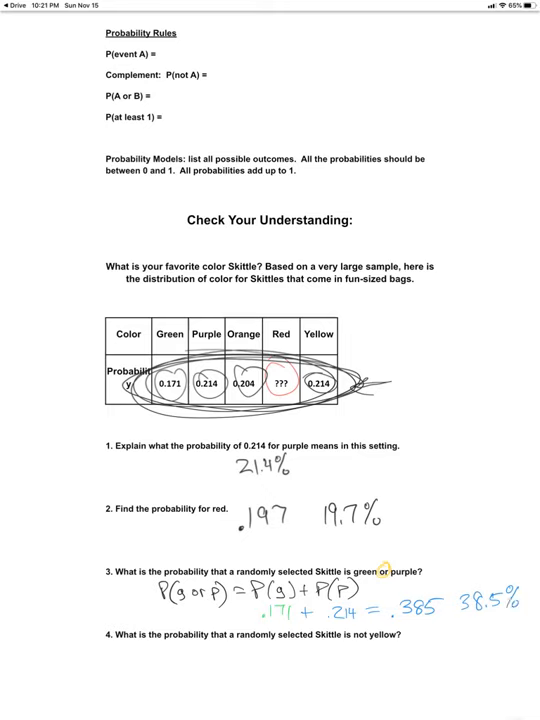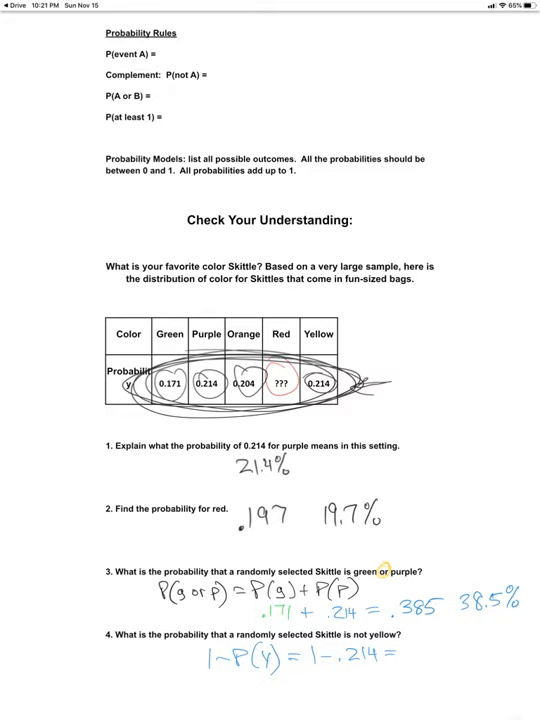What is the probability that a randomly selected Skittle is not yellow? So this is a complement. 1 minus the probability that you do get a yellow. So if it's not yellow, it's all the others. Now you could add all those others up, but let's go ahead and use the complement. 1 minus, what's the probability of yellow? 0.214.